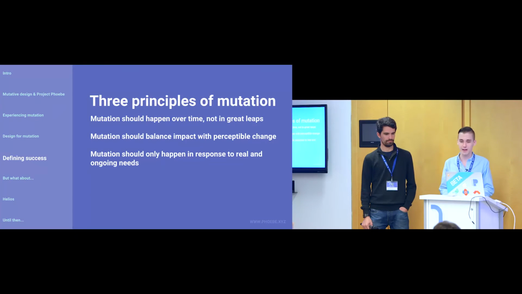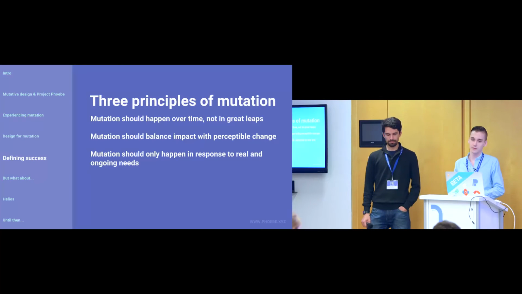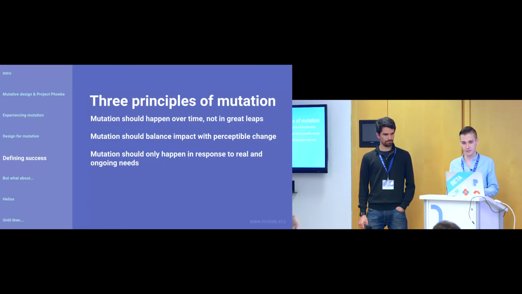Things ideally should happen imperceptibly, and the user would only have an underlying experience of increased success with apps over time, rather than noticing that things are just changing all the time. Second, mutation should balance impact with perceptible change, and that goes to what I was just saying. You should seek the highest amount of impact for the user with the lowest amount of perceptible change. And mutation should only happen in response to real and ongoing needs.